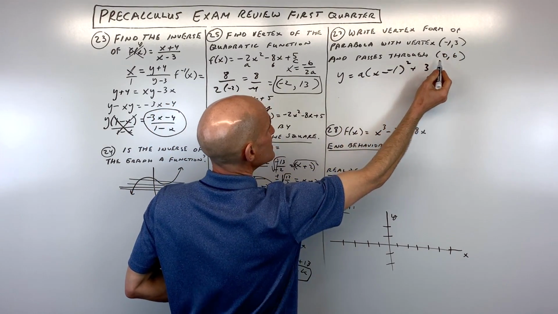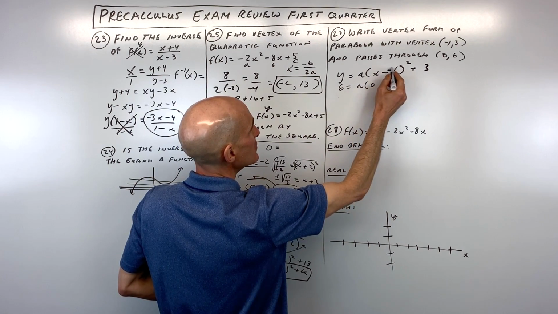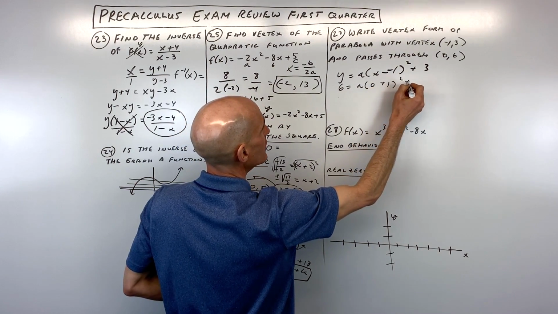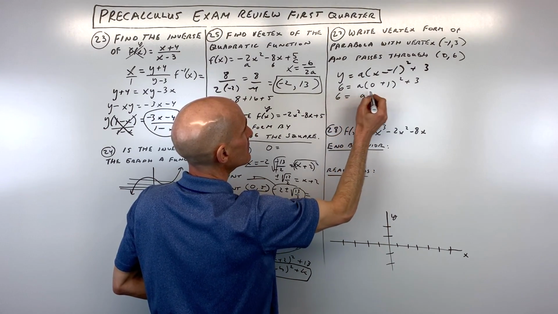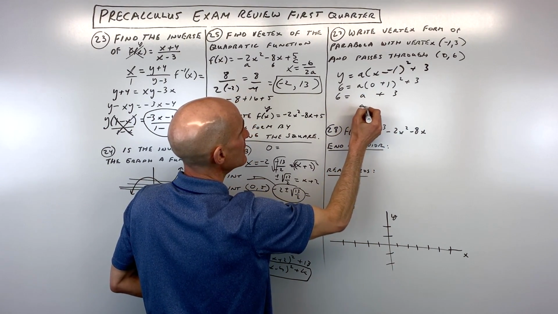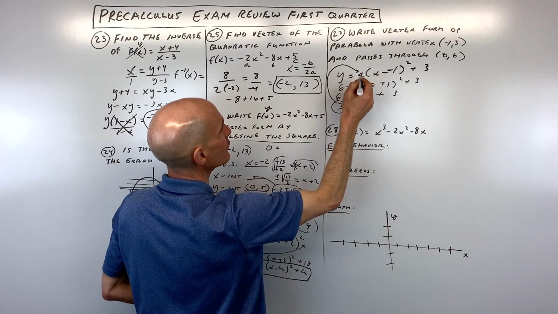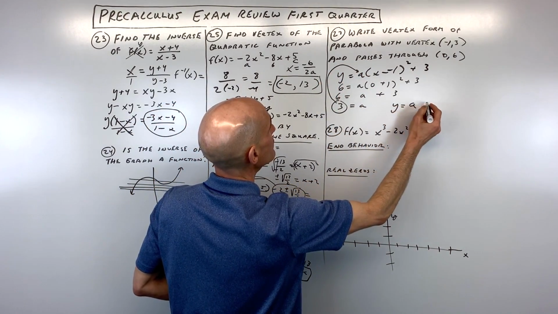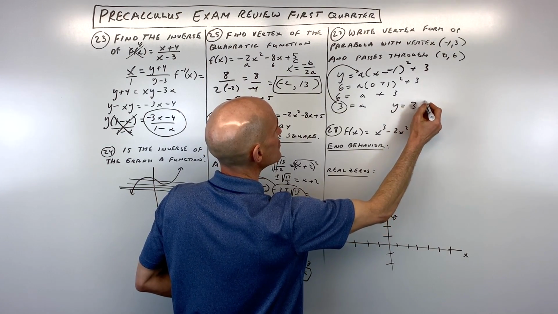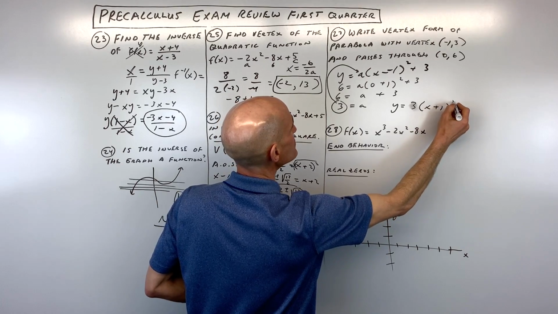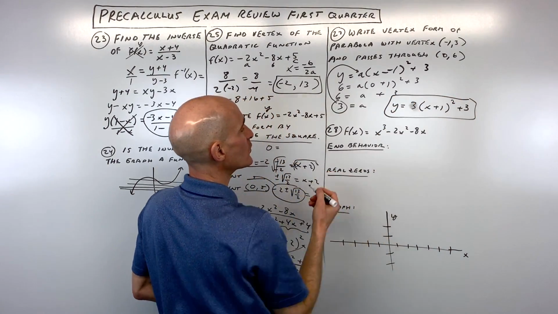Now if we put 6 in for y, 0 in for x, these two negatives cancel and give us positive 1. So we get 1 squared is 1 times a is a. Subtract 3, you can see a is equal to 3. Now if we take the 3 and we put it back in for a, we've got our equation in vertex form. So it's going to be y equals 3 times (x plus 1) squared plus 3, and that's our vertex form.